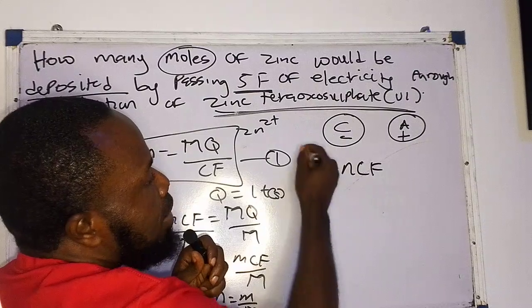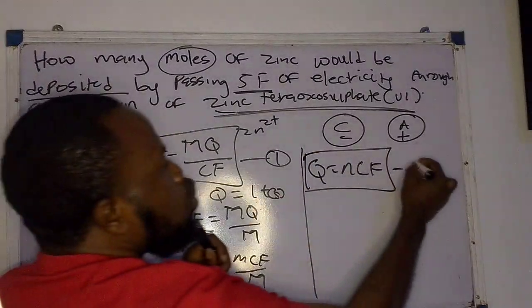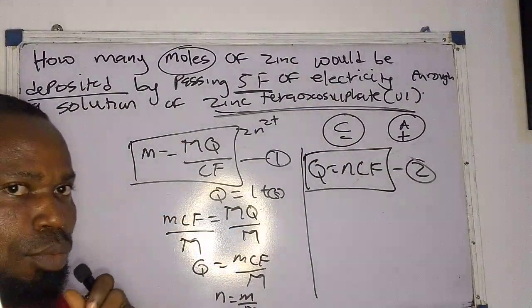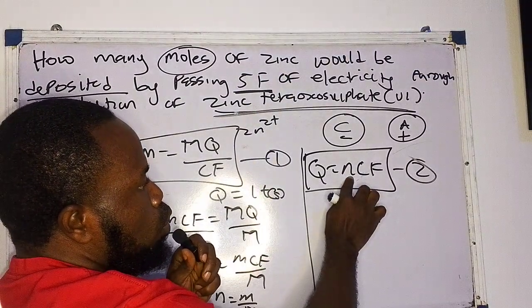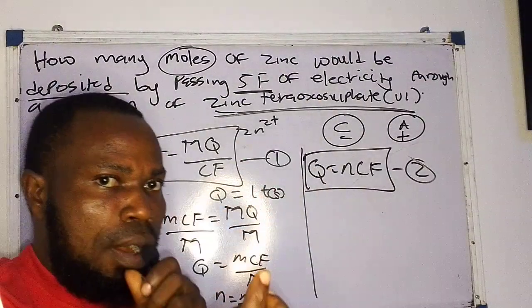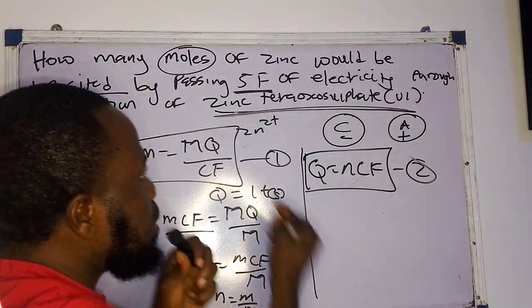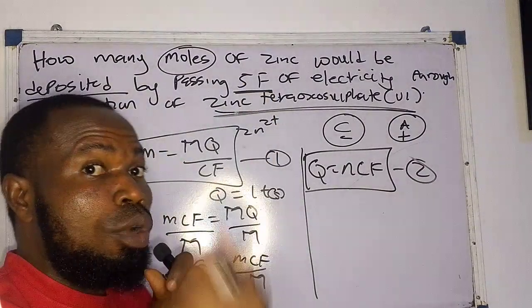Now look at it. This is the formula that I can use to get this question done, because I have the quantity of electricity in farad and the number of moles. So quantity of electricity can be expressed either in farad or in coulomb. In this situation, they gave it to us in farad.